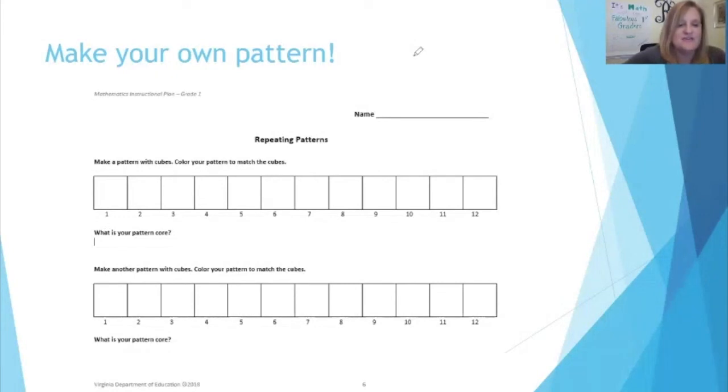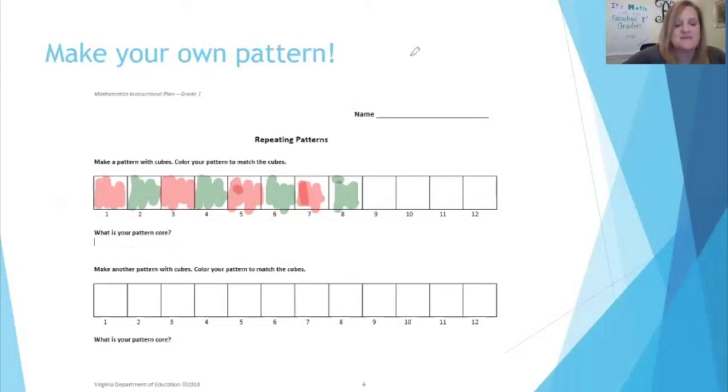Welcome back. Your first direction was to make a pattern with cubes and color the pattern to match the cubes. Let me show you one example you could have done. Now I had pink and green for my patterns and I decided to do an AB pattern. So pink, green. What do you think came next in my pattern? You're right, pink. What comes next? Green. Pink, green.